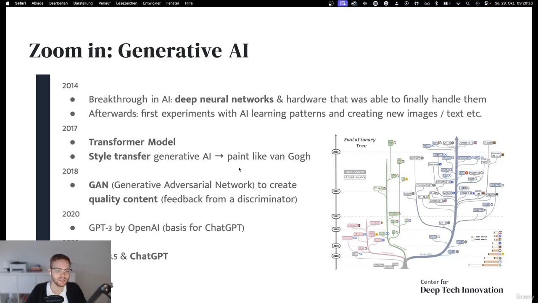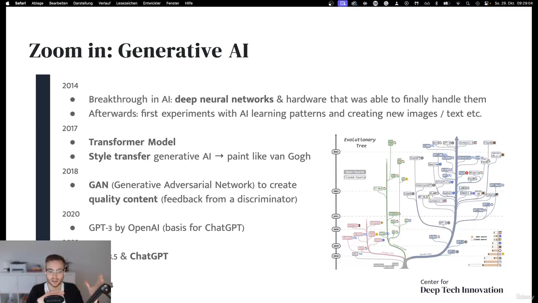In 2018, there were developments of not a transformer model, but what we call generative adversarial networks, or GANs, to create higher quality content. The first transformer models had this issue that there were weird artifacts, it looked a little bit strange, not really what you were 100% expecting. GANs took a different approach by having two types of models, one generator and one discriminator. The discriminator was trained on images and on classifying images. For example, this is how a cat looks like, this is how a dog looks like.